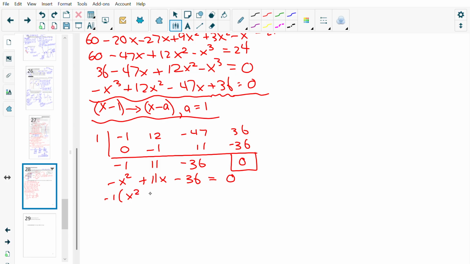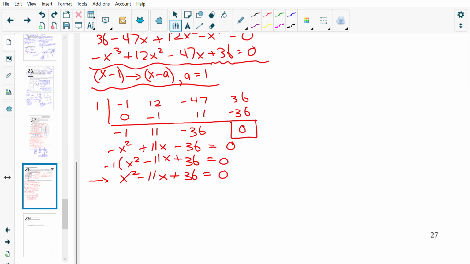I'm going to factor out a negative 1. And I'm solving for x, right? So I divide both sides by negative 1. I have this. Can I factor that? What multiplies to 36 and adds to negative 11? 1 and 36, 2 and 18, 3 and 12, 4 and 9. This is telling me I need to use the quadratic formula.